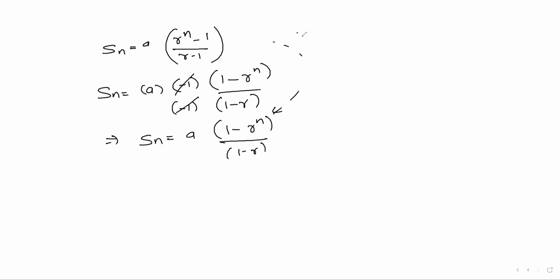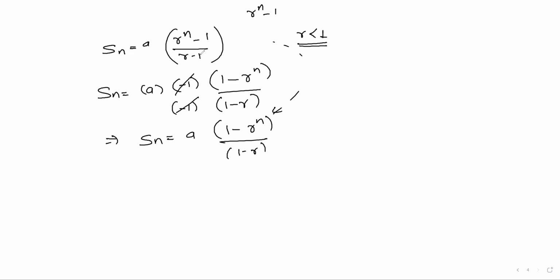If R is less than 1, then this R to the power n minus 1 is negative, because this will be less than 1. And similarly, the denominator is also negative.